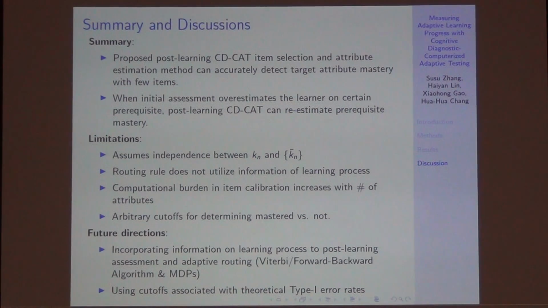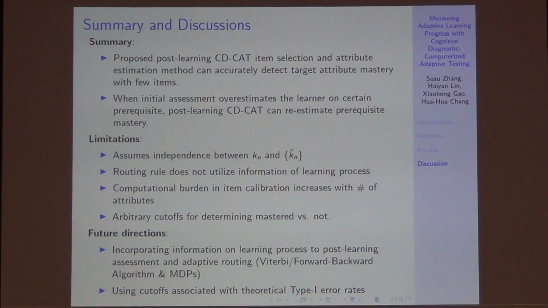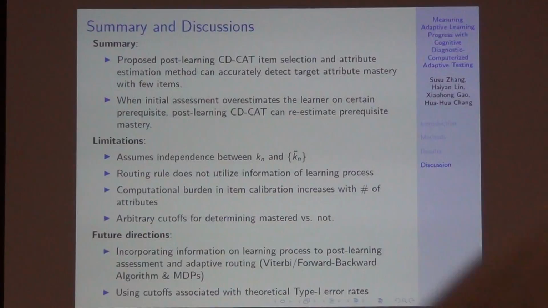And we also use arbitrary cutoffs for determining whether we should terminate the test or mastery or not in the variable length test, in which we can switch to using developing cutoffs that are corresponding to theoretical type 1 or type 2 error rates.